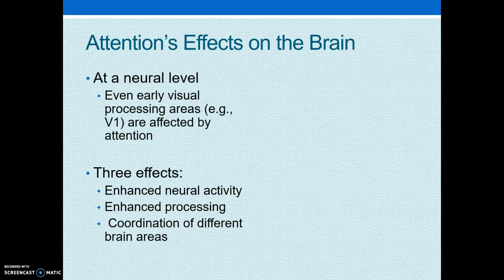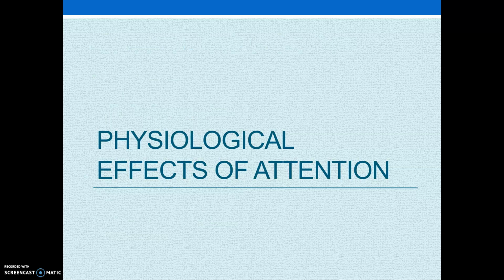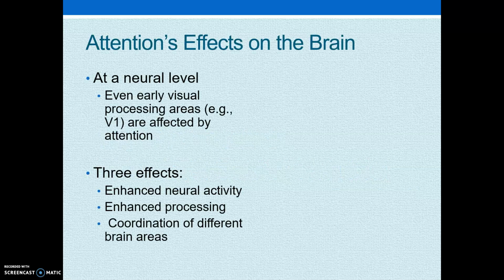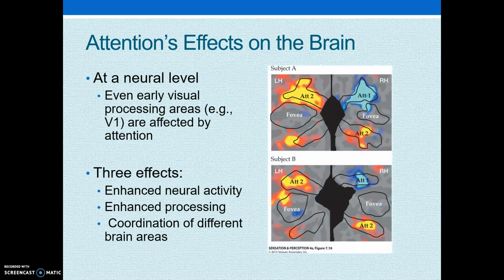So let's talk about some of the psychological effects that attention can have on neurons and on our brain. At a brain level, we know that even early visual processing areas are actually affected by attention. What you can see here are cases where different subjects have been looking at items that they're supposed to attend to in the left hemisphere and the right hemisphere. And you can see that even in primary visual cortex, areas that we have to pay attention to can be enhanced, even if they're not actually in an area of our fovea or good vision.